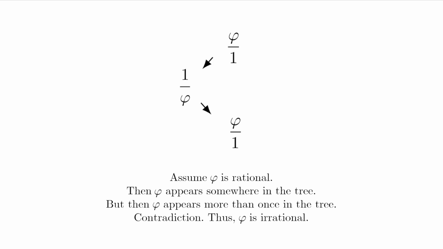This argument is slick, and notice that we did not need anything infinite. The proof only uses the properties of the Calkin-Wilf tree in finitely many rows.